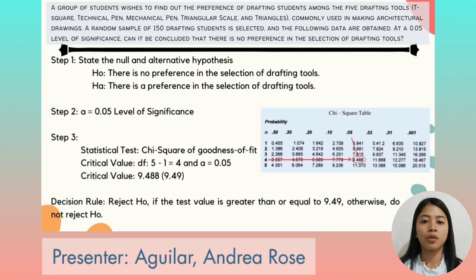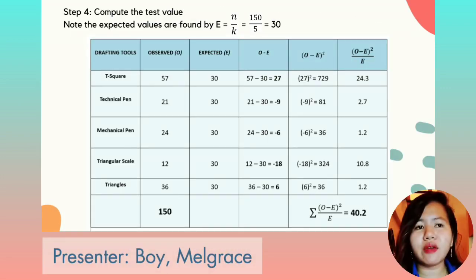Then, the decision rule: reject H0 if the test value is greater than or equal to 9.49, otherwise do not reject H0. And for step 4, compute the test value. Note, the expected values are found by E equals N divided by K, where N is the total number of drafting students, and K is the number of different data cells or categories. Therefore, 150 divided by 5 equals 30.